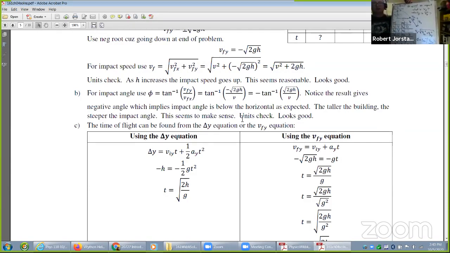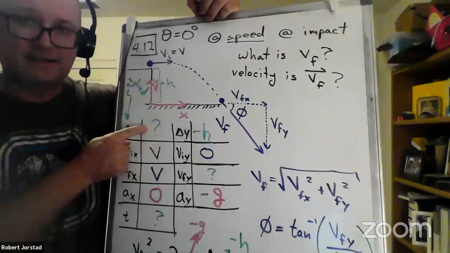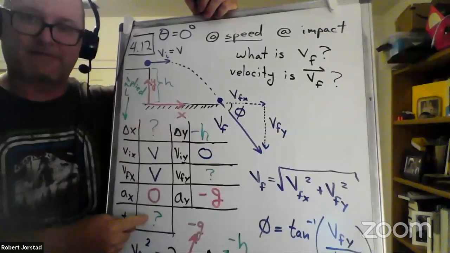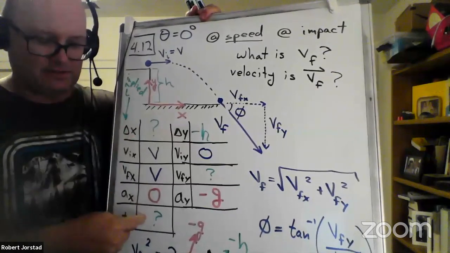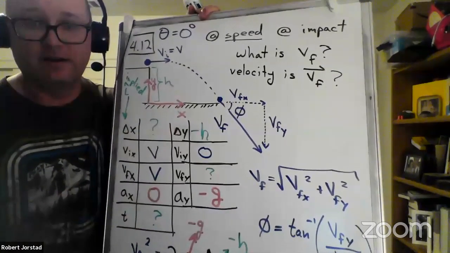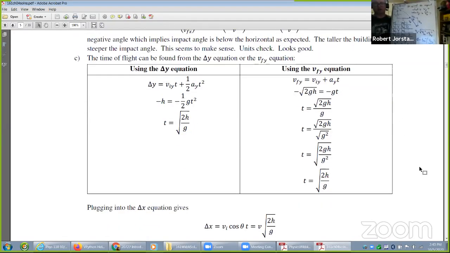I see. So in this case, maybe I'll say one more thing. If we're looking for delta x, you usually need to get the time first and then plug that into that equation. And in order to do that, let's go look here. You could find the time using either the delta y equation or the v final y equation. And you can see both of those methods shown right there.